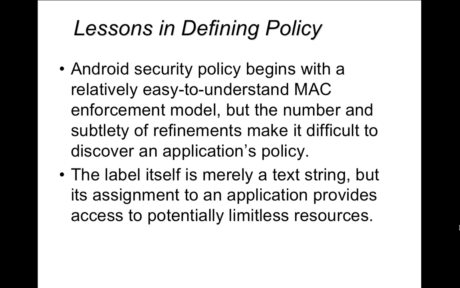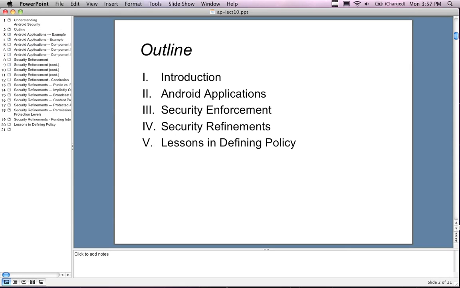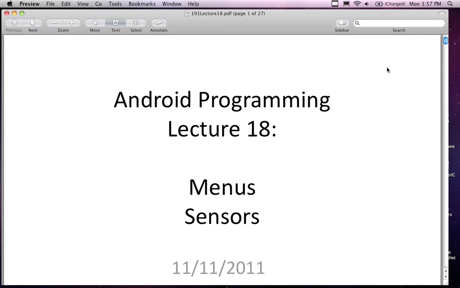In terms of lessons for defining a policy, Android security policy begins with a relatively easy to understand MAC enforcement model. There are a number of different subtleties to it. Refinements make it difficult in terms of application policies, but not impossible. The label itself is merely a text string, but the assignment to the application provides access to potentially limitless resources, if you think about it. And it's just a text string that's providing you that access. In fact, it's not too hard to set permissions. It's kind of straightforward, actually.